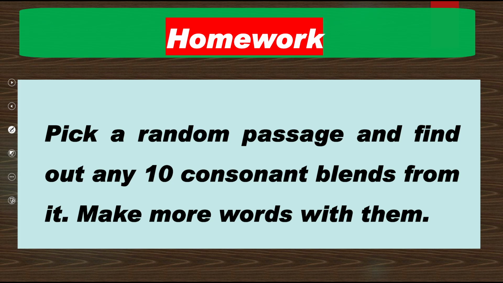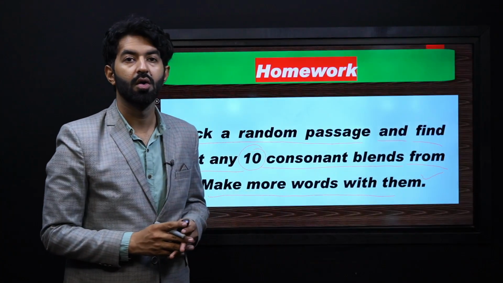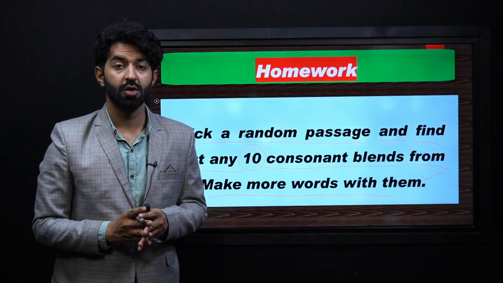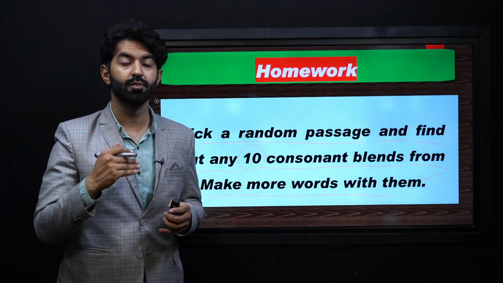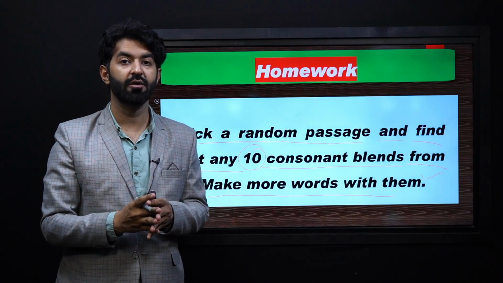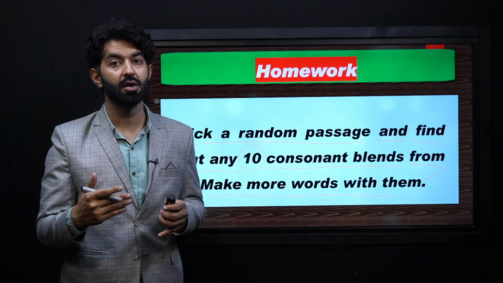Now let's talk about the homework. For homework, you have to pick a random passage and find out any 10 consonant blends from it. Make more words with them. Now that we know about consonants and consonant blends, we can easily identify them and pronounce them correctly. Now you have to read a passage and find 10 consonant blends and make other words from them.